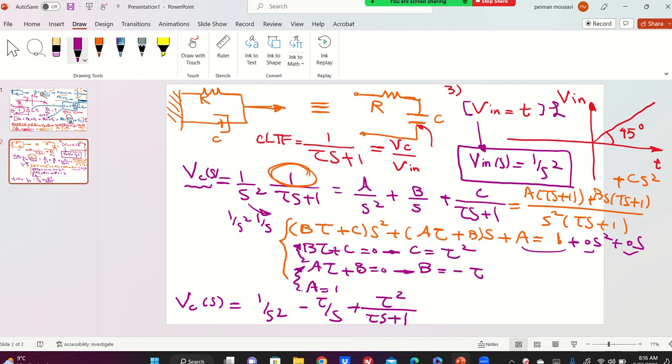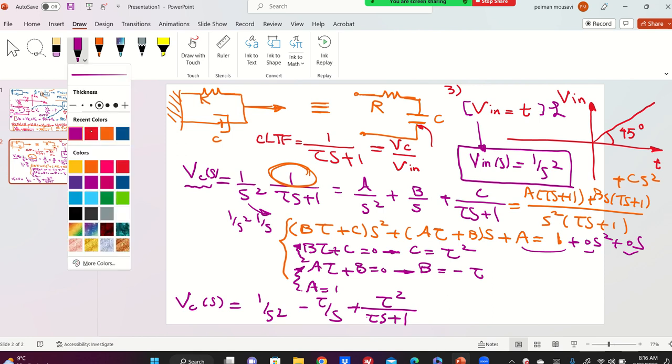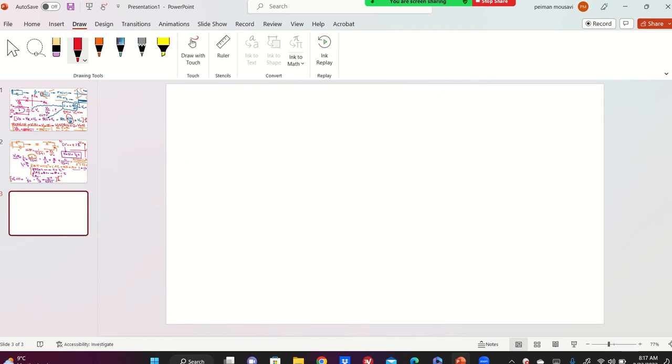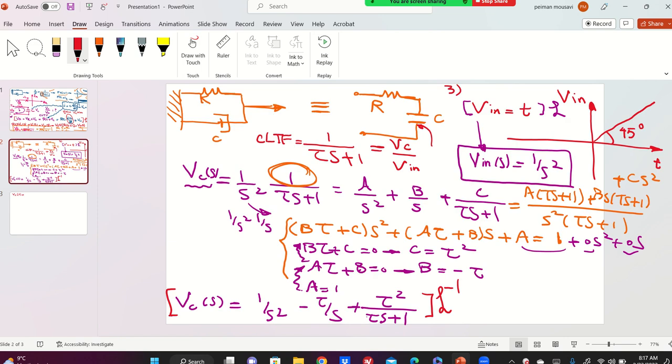Clear, guys? Yes? So now I want to find the time domain solution. I have to apply the Laplace inverse. Can I go to the next page? Yes. So having that, you get Vc in time based on the ramp input.